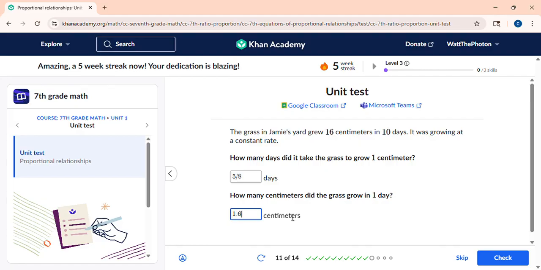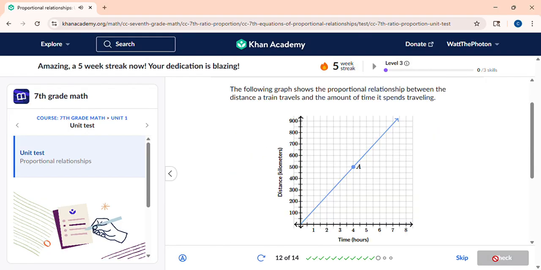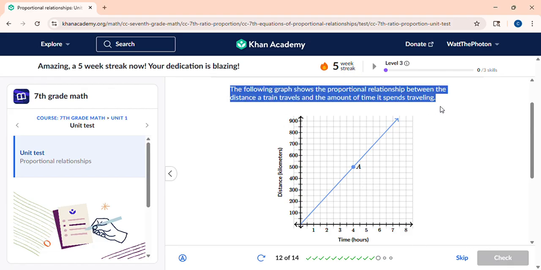1.6. Yay! We're so close, yet so far. 3 questions. The following graph, oh Christ help me.